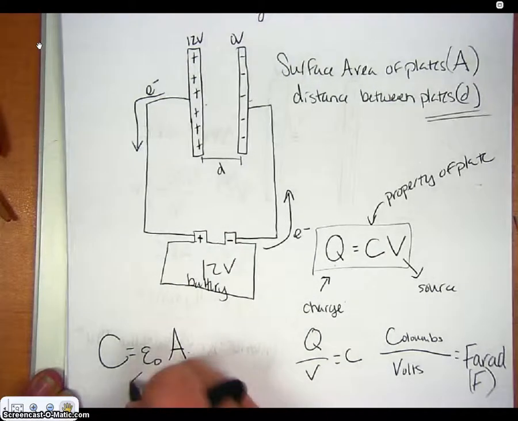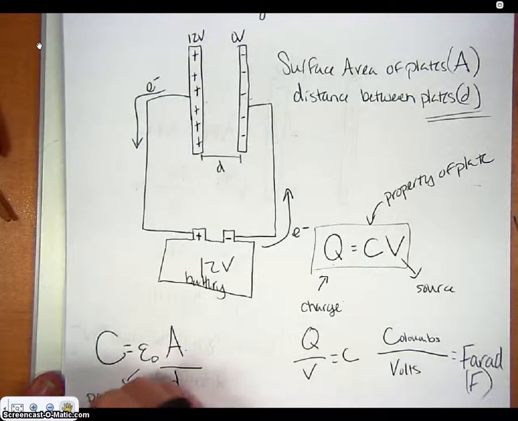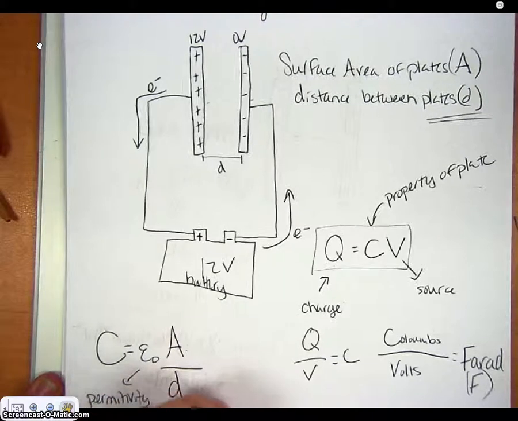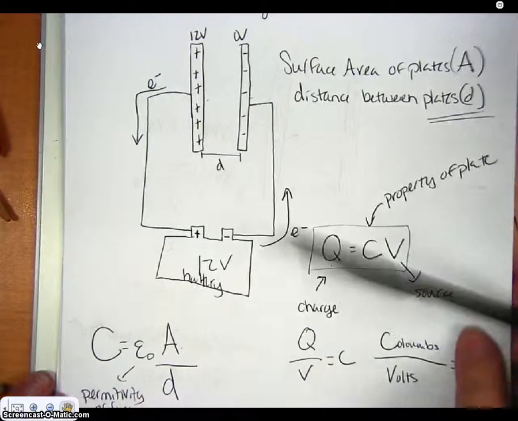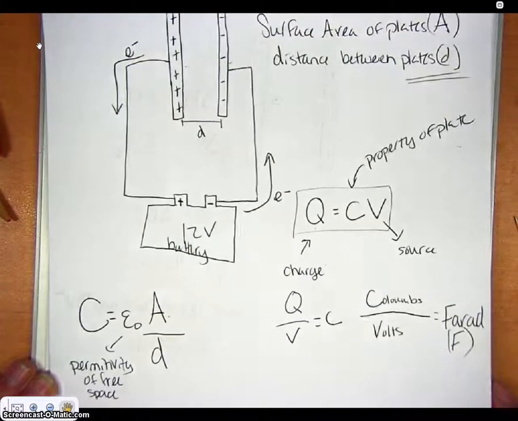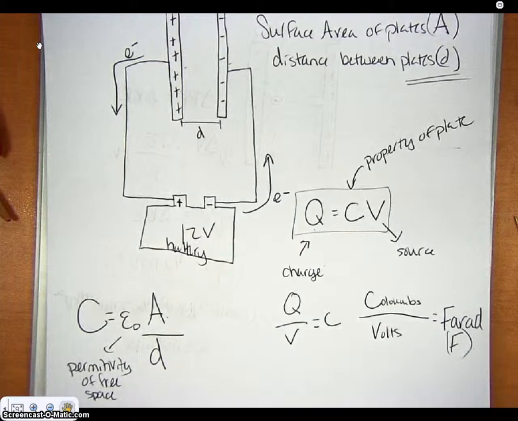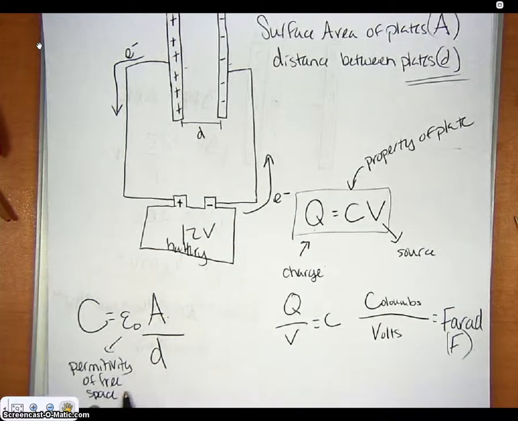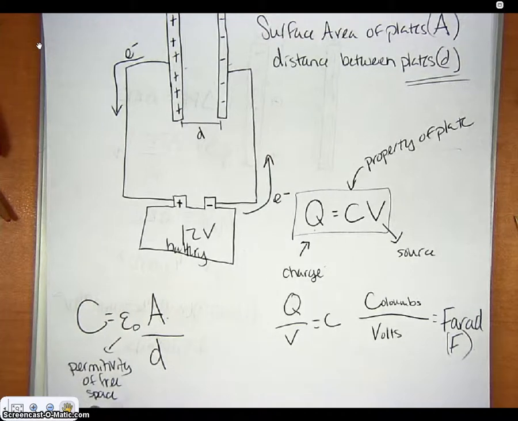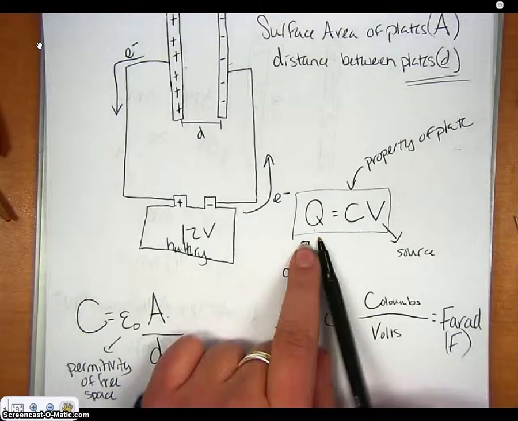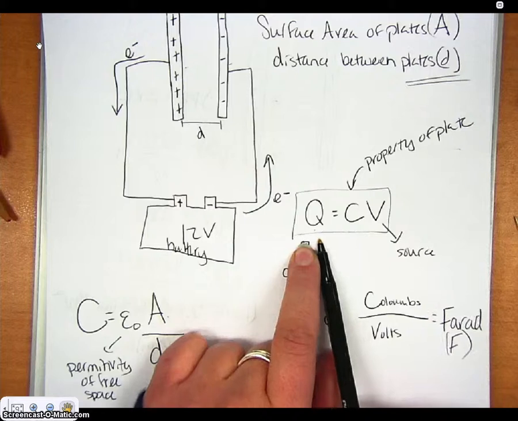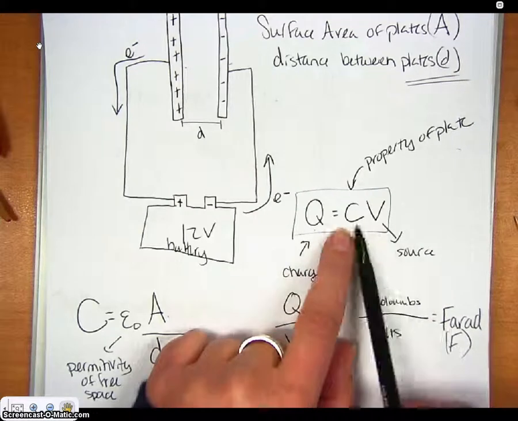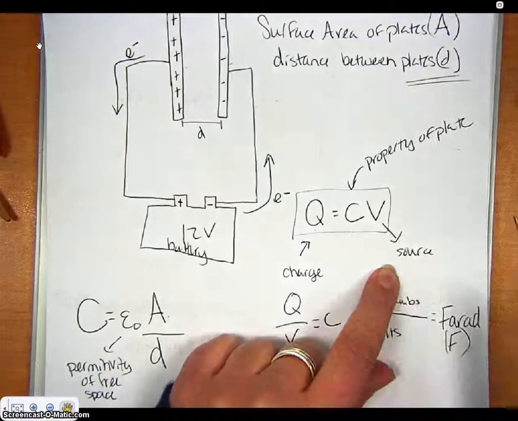And then remember we have this epsilon naught business. That's the permittivity of free space. It's a constant. It's just all about the ability of electrical force to sort of span a space, okay? So the construction of a capacitor affects the capacitance or determines the capacitance. And the amount of charge stored on a capacitor is relative to both the capacitance and the source of the force.